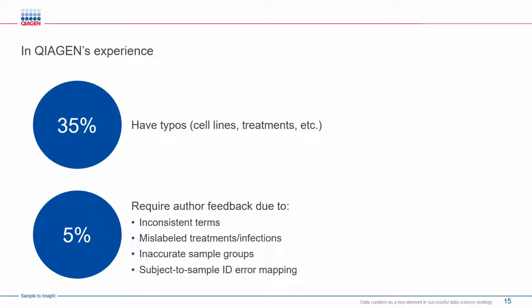We also do find about 5% of the uploaded data sets contain errors that are really errors. There are mislabeled treatments, mislabeled sample groups. And in closing, I'll just show you one of these to give you an idea what you're dealing with.